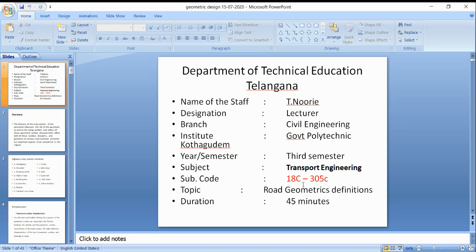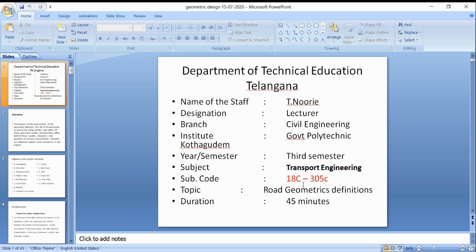Good morning, everyone. Today, I'm going to discuss different road geometric definitions. We have already studied different alignments and their characteristics, and different component parts of a road: the subgrade, sub-base, base course, and the wearing course.